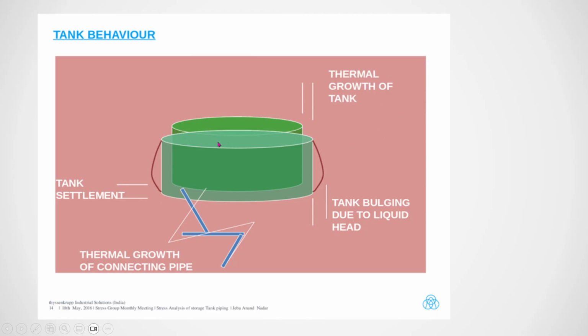Then thermal growth: due to temperature, the diameter will increase. That is called thermal growth. Due to weight, bulging will take place. At the bottom there will be more weight, so it will bulge on the bottom side. That is called tank bulging due to liquid head. So these are the changes that take place in the tank due to these forces and loads.